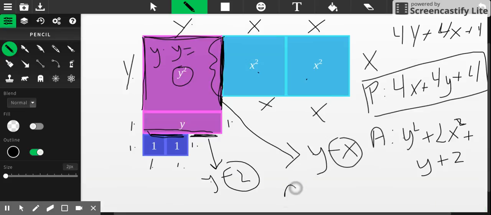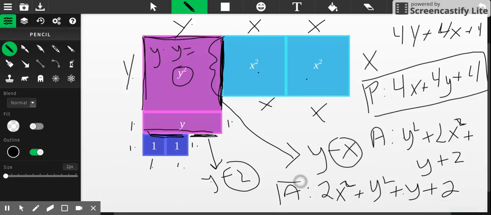So now I'm going to string that all together nice and pretty in alphabetical order so you can see the area as a whole. So I have 2x squared plus y squared plus y plus 2. And that's the area of your shape.